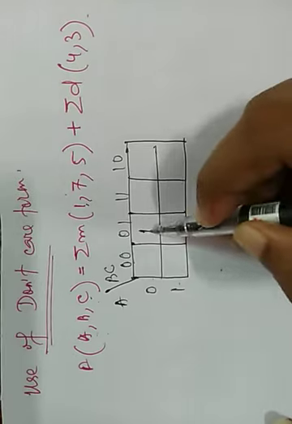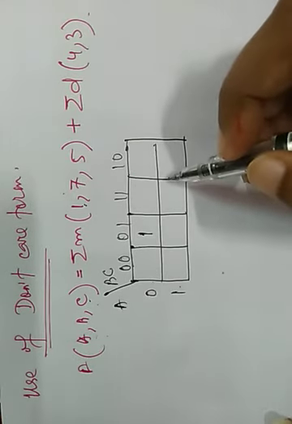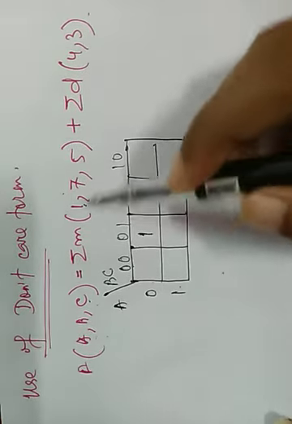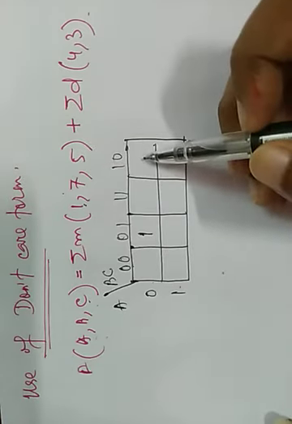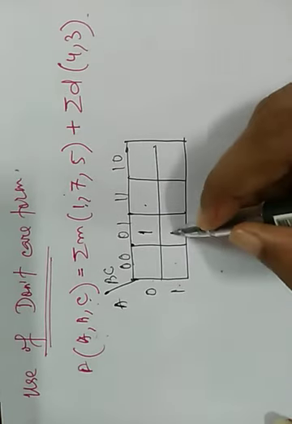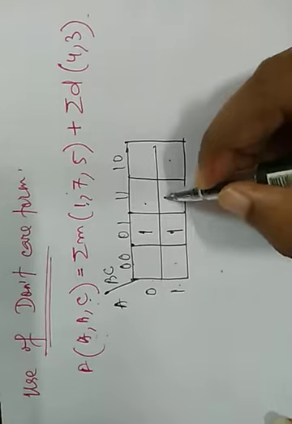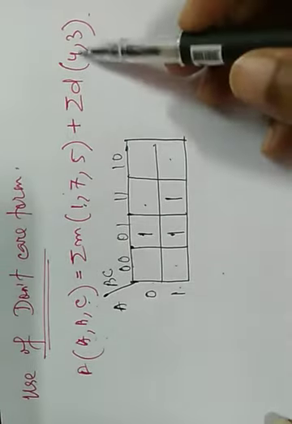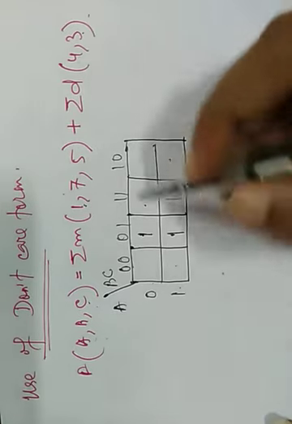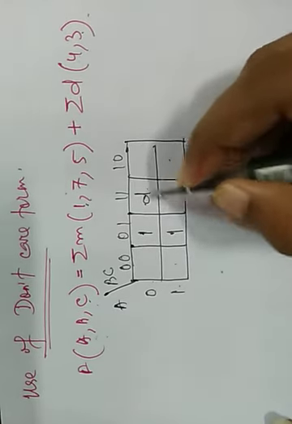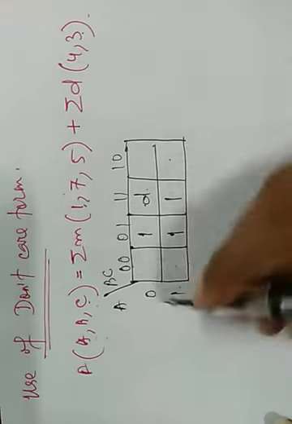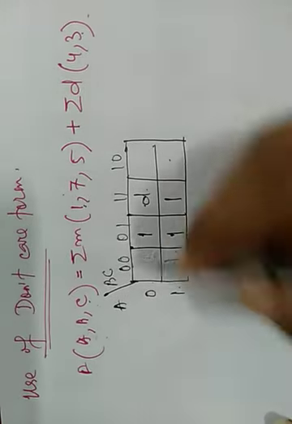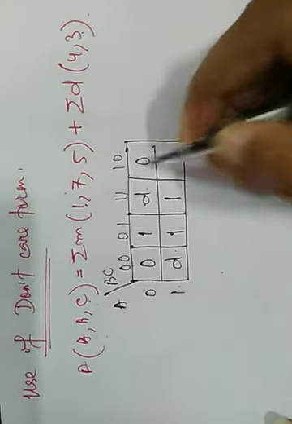This is 1 and this is 1. This is 5, meaning 3, 4, 5. This is 5, 6, 7. This is 7. Okay. And the don't care values are 4 and 3. Mark it. For the don't care value I am writing D here. 3 is D and 4 is D. This is our don't care value, and all the other values are 0.